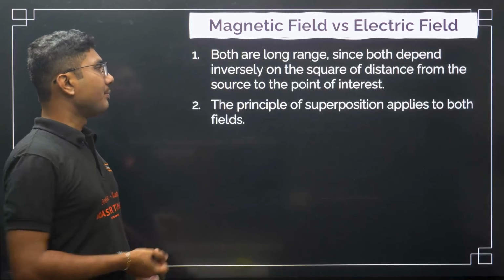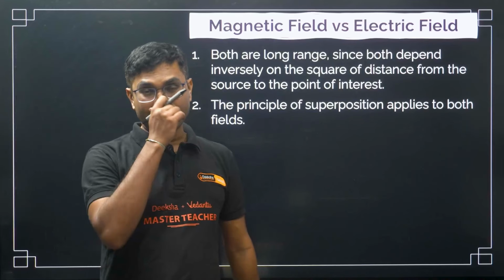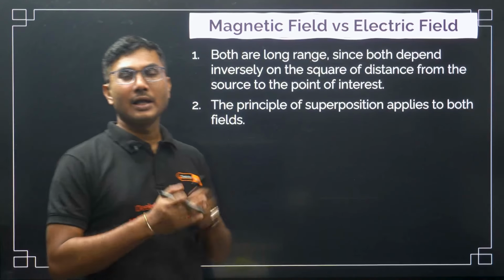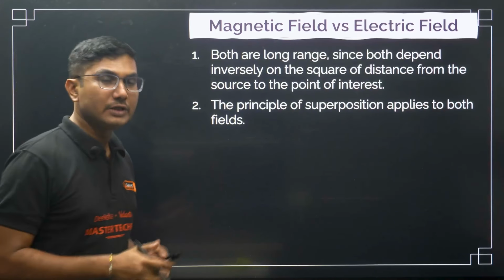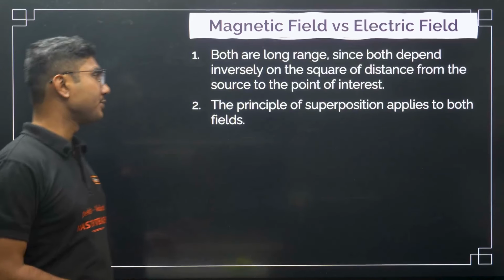Next, the principle of superposition applies to both fields, right? If two fields combine, you will get a resultant field which is the vector sum of the individual fields. So both obey the superposition principle.